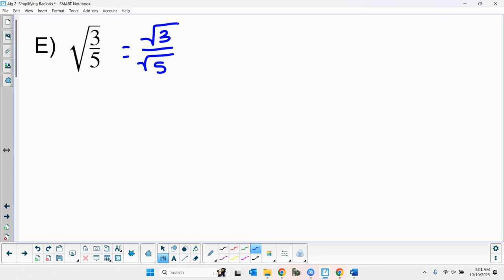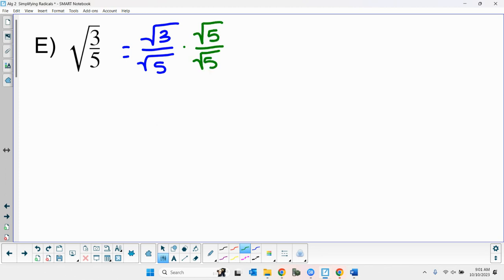In algebra, you're not allowed to have a radical in the denominator, a square root symbol in the denominator, because a radical, a square root of 5, is called an irrational number. So we have to rationalize the denominator. The way we get rid of that radical sign in the denominator is to multiply the top and the bottom by that denominator.